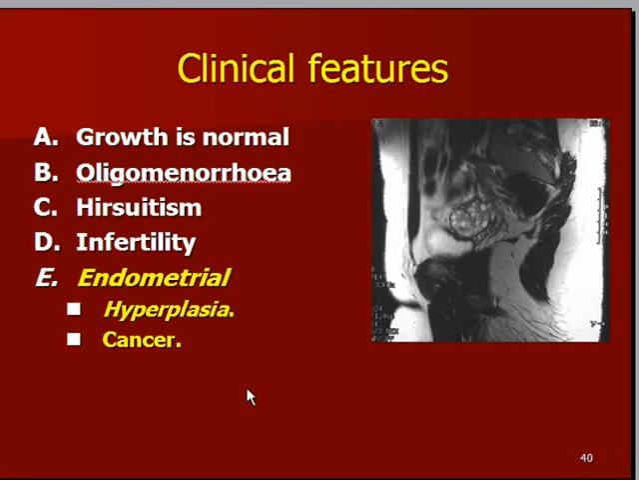So please study the granulosa theca cell tumor, which also can produce hyperplasia of the endometrium. And when there is hyperplasia of the endometrium, what is the clinical presentation? Patient will present with hemorrhage.